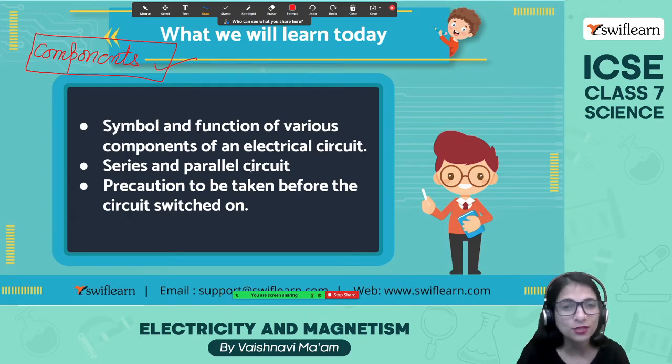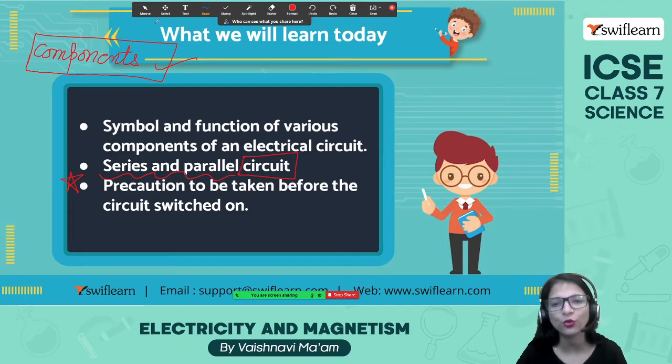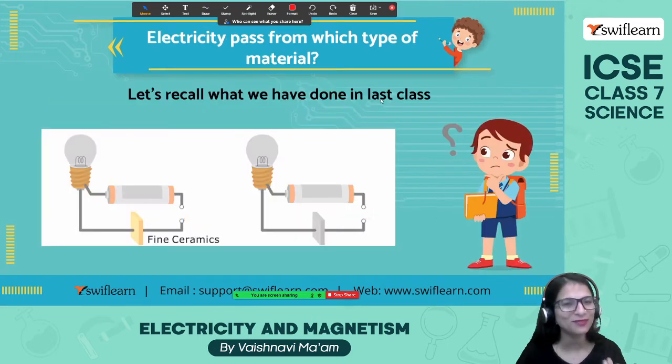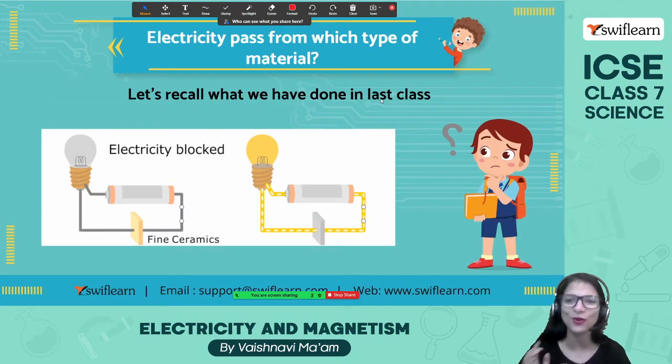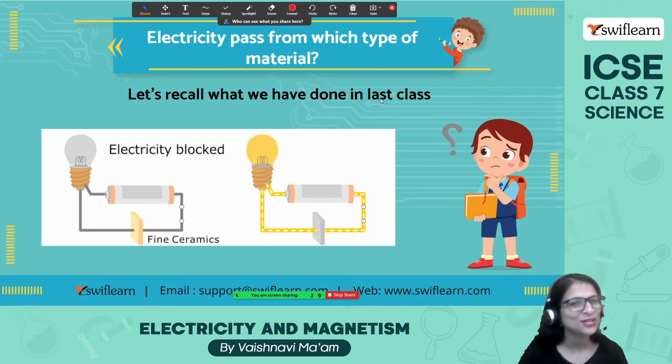Also, since we are here to learn about circuits, I will be discussing two important types of circuits which will make you understand how these two circuits are different and related as well. And a very interesting simple part which you are already aware of: what precautions are to be taken before the circuit is switched on. So let's deep dive into the chapter, and I will also share some questions in the end which you can do and which will help you all. So let's try to understand the very first thing, which we have already learned as well.